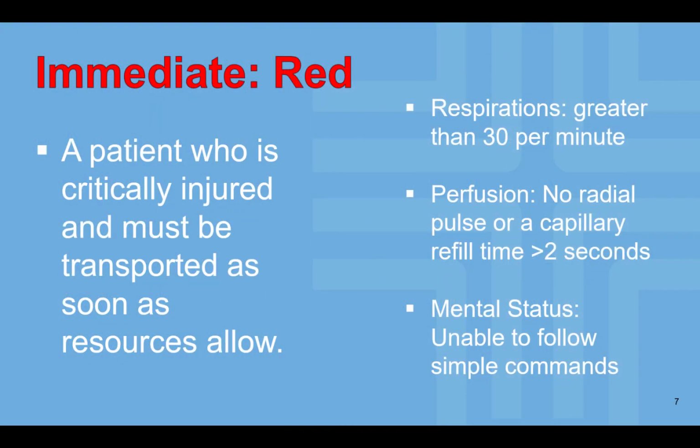So then our red patients, these are immediate patients. These are the people that need the most resources that we're able to offer to them. They are the patients that are critically injured, and they must be transported as soon as resources allow. So they're the ones that are going to have respirations greater than 30 times a minute. They may have low perfusion, no radial pulse, or capillary refill time of greater than 2 seconds, and they're unable to follow simple commands.